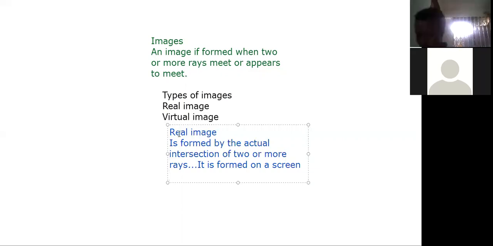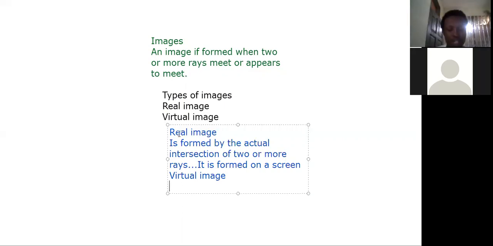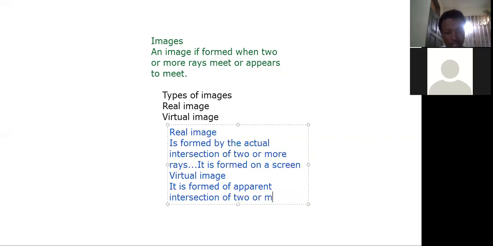Now let's talk about the latter, which is the virtual image. This one is formed by the apparent intersection of two or more rays. Such images cannot be formed on a screen.